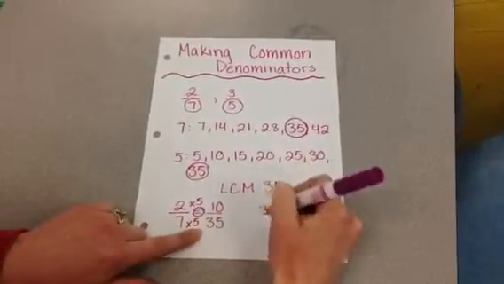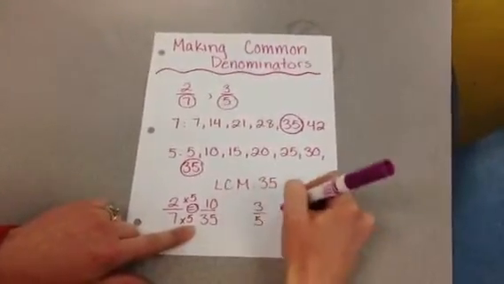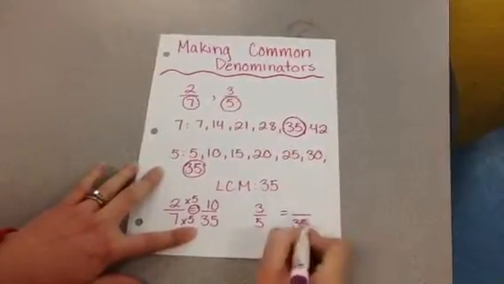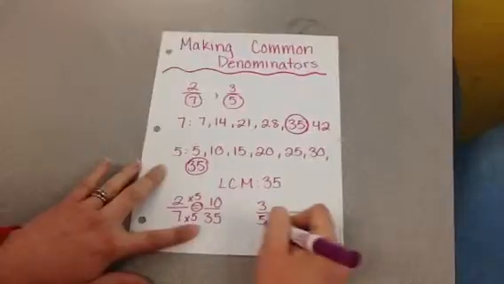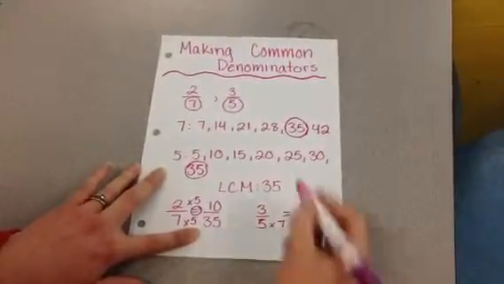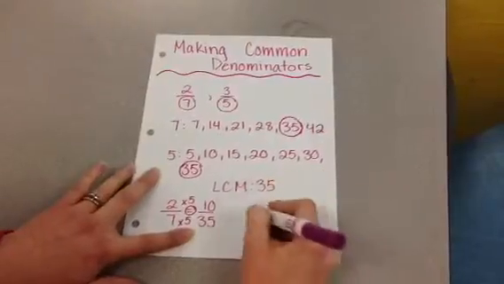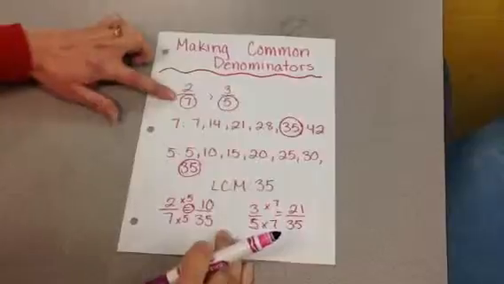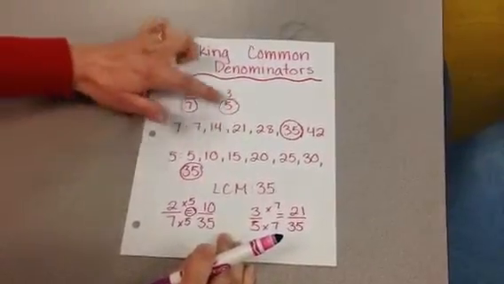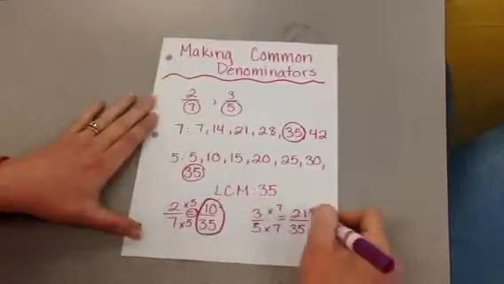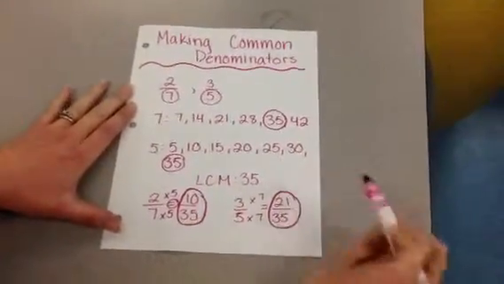I'm going to do the same thing with 3/5 now. I want to rewrite it as a fraction with the denominator of 35. So what do I do to get from 5 to 35? Well, I multiply by 7. Whatever I do to the denominator, I have to do to the numerator. So 3 times 7 would be 21. So now I've taken my two fractions that started out with two different denominators, and now I have completely rewritten them as fractions with the same denominator.